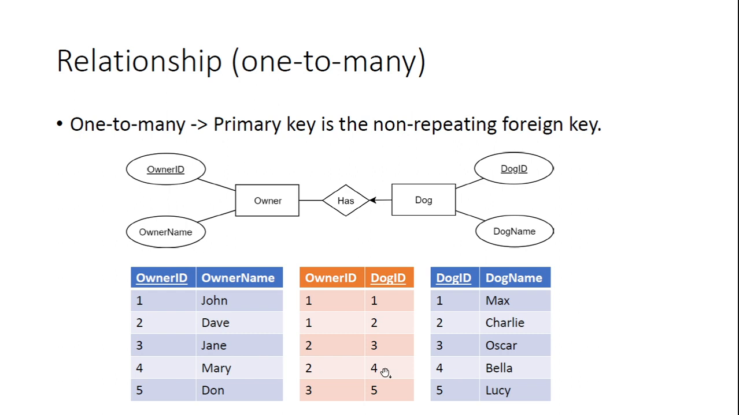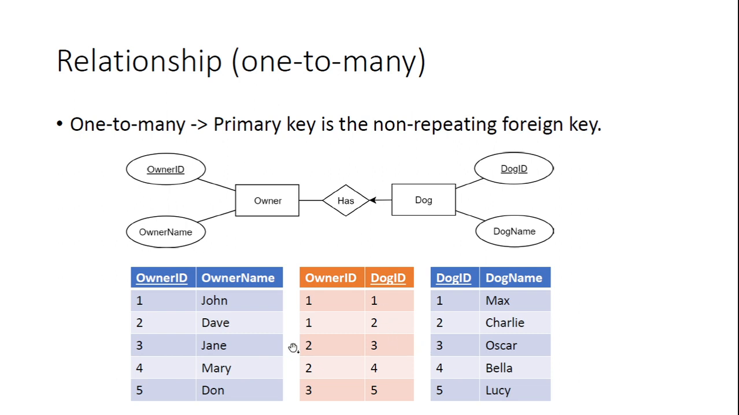But for a dog, there cannot be multiple owners. So for example, whenever we see dog ID 1 in this table, it is not going to repeat again, because for a dog, there can be only one owner. Because of that, for this table, the ideal primary key is going to be the dog ID only. If we know the ID of the dog in the table, we can find a unique row.